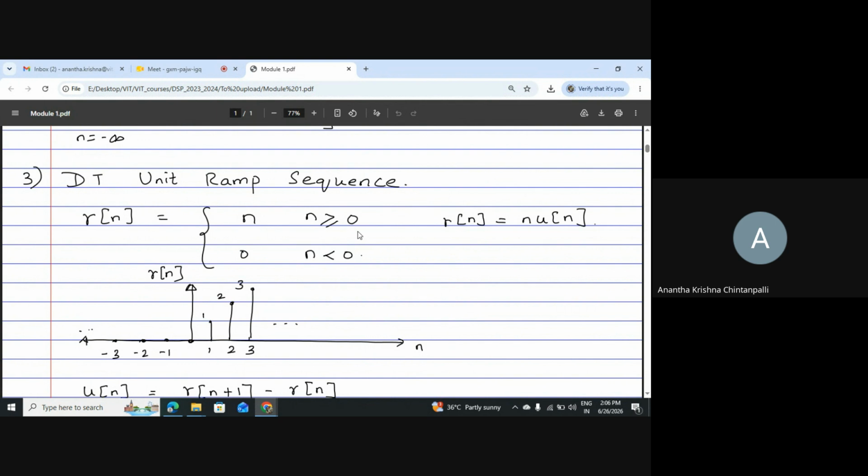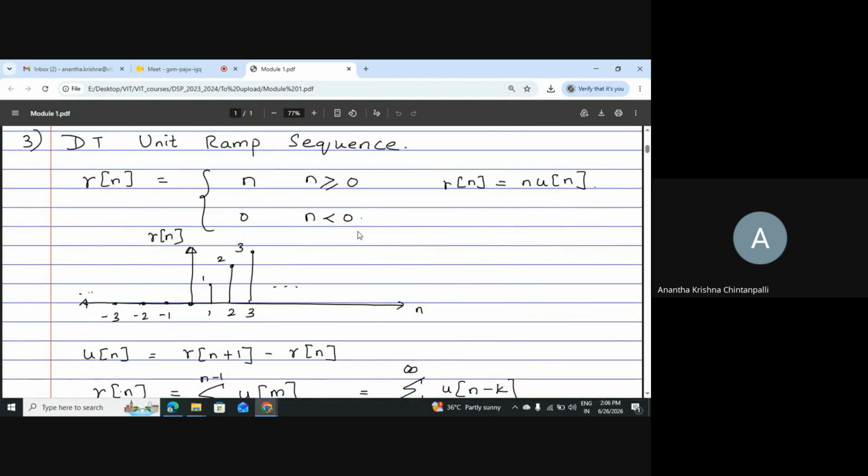R of n is nothing but n times u of n. So now, how do I write u of n in terms of r of n? If you take r of n, make it r of n plus 1, meaning that the value at n equal to 1 will be shifted to n equal to 0. This value would be shifted to n equal to 1. This value of 3 would be shifted to n equal to 2. Then you subtract r of n. When you do that, the difference for a positive value of n would always be 1. So that's why it is u of n.